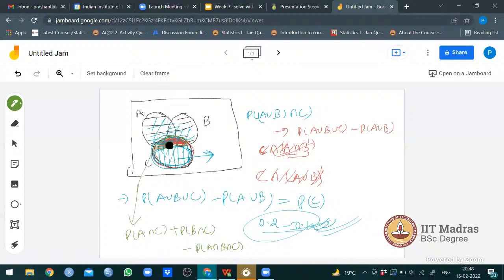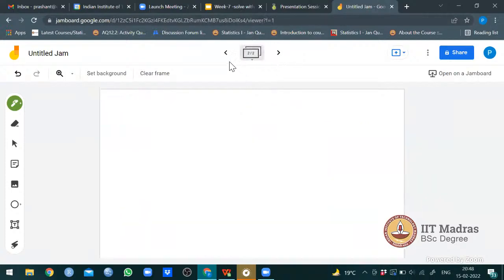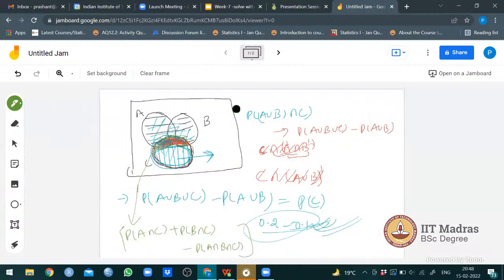Small part. And that is the region we have to find. Okay, got it. Yes, sir. Her approach is also correct.